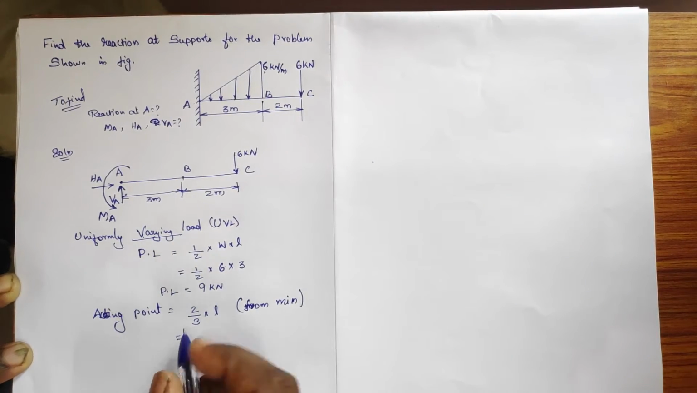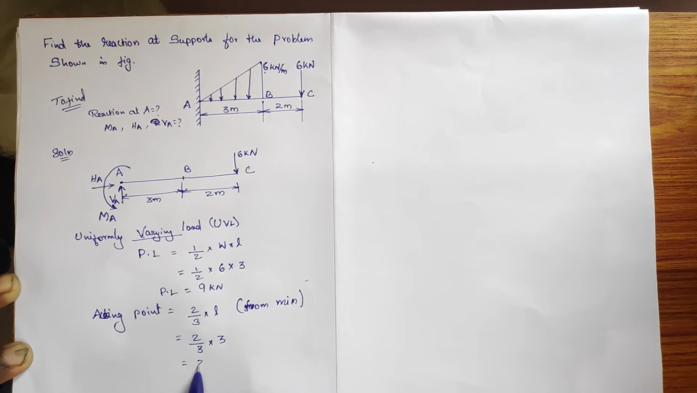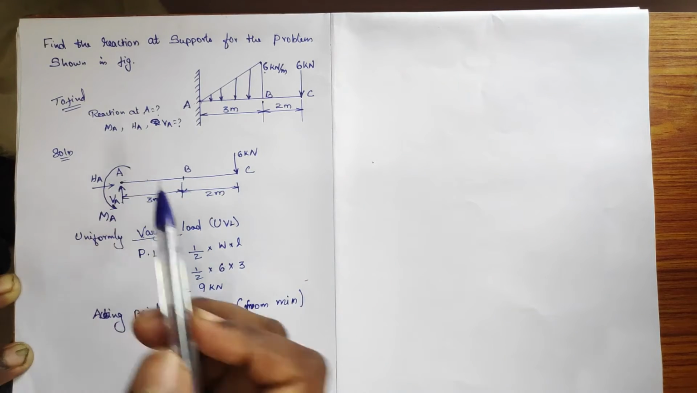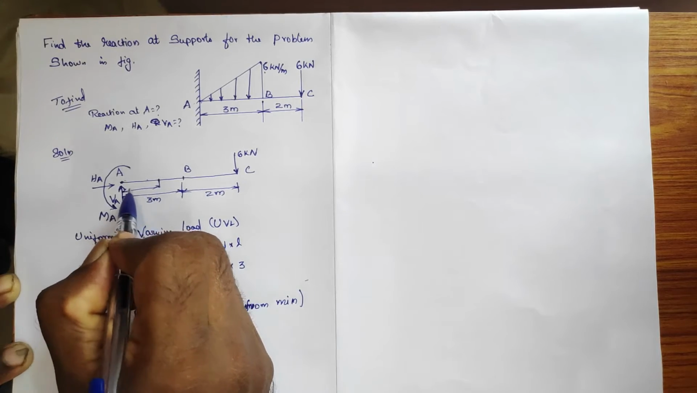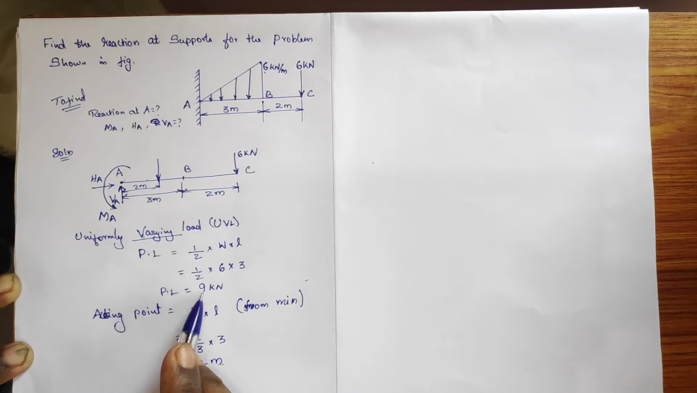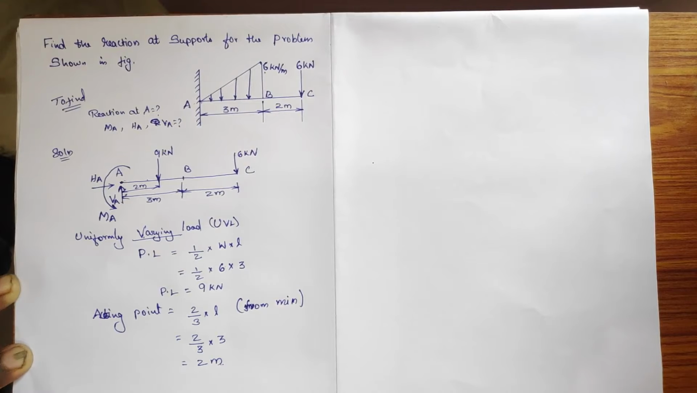So here I am going with the minimum, and the formula is 2 by 3 into L. The length of the load is 3, so I get 2 meter. While positioning it, the minimum end is A, so from this end I measure 2 meter. Somewhere here the 2 meter will be, so here I keep the point load of 9 kilonewton. This is how we need to convert it. After converting it, it will be a normal problem.